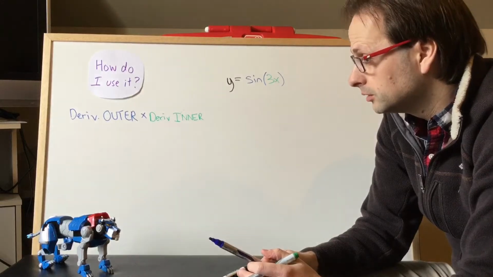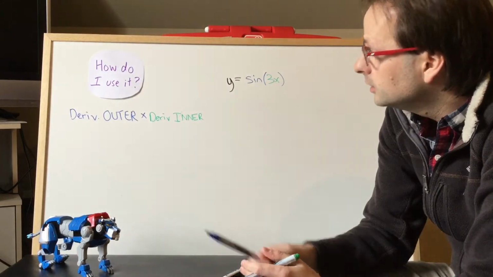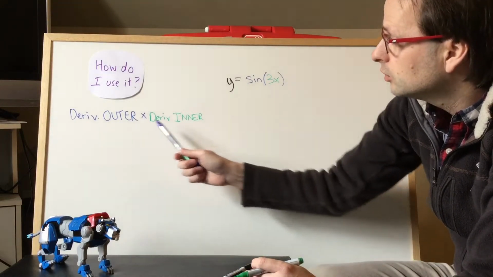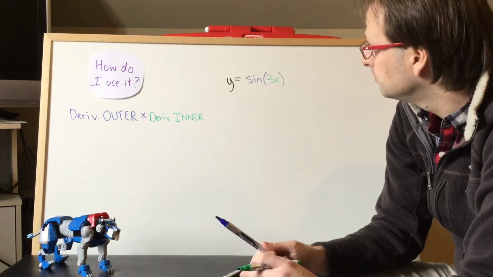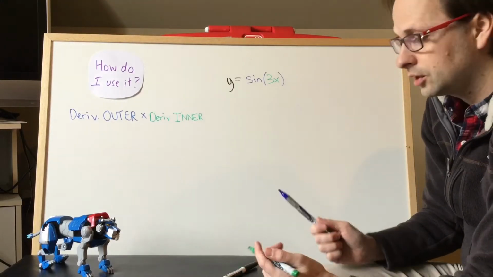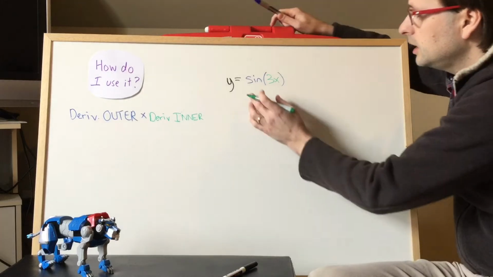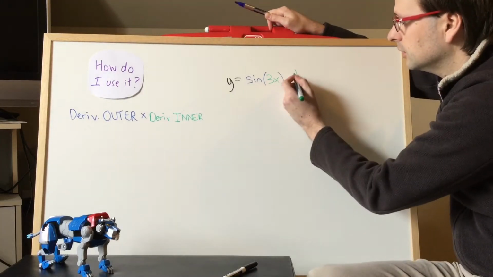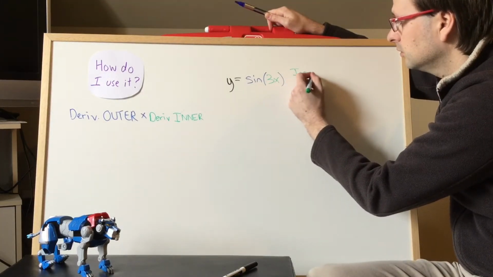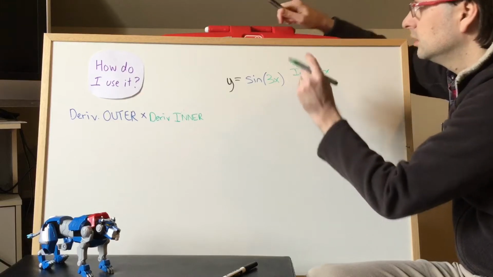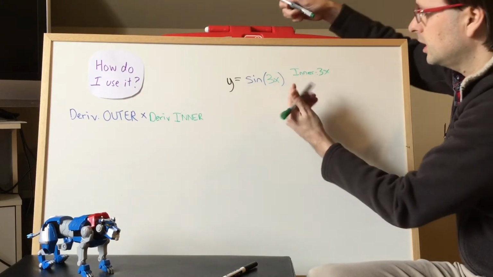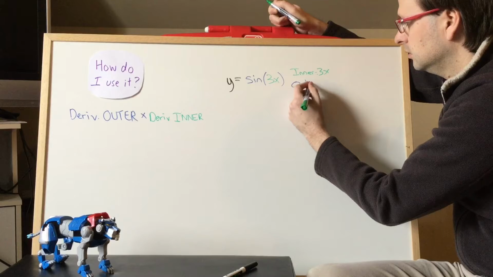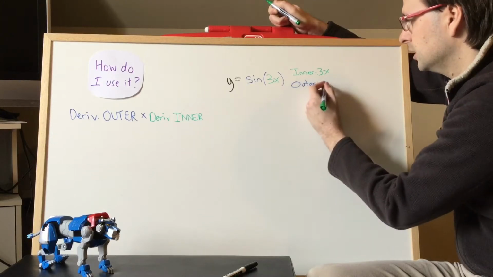Yeah, that's pretty important too. Well, the basic idea is that it's the derivative of the outer times the derivative of the inner. So if I have a function like this, it's already color-coded for me. The inner thing that is happening here is that I have a 3x. Okay. The outer function that is happening is that we have sine of something.